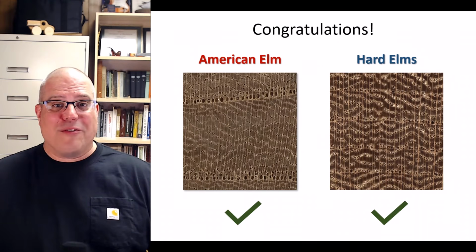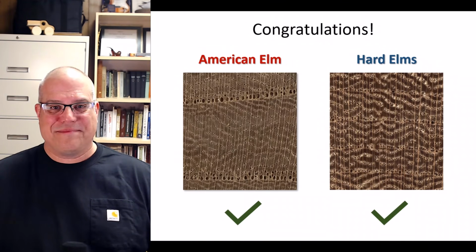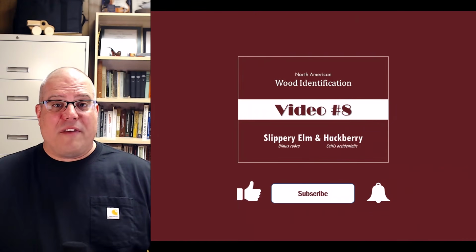And that's all, folks. Congratulations on learning how to identify 2 out of the 3 elm groups. Now that we've finished American elm and the hard elms with their single row of early wood pores, we'll dive next into the rest of the soft elms, which exhibit multiple rows of early wood pores, as well as a soft elm lookalike called hackberry.